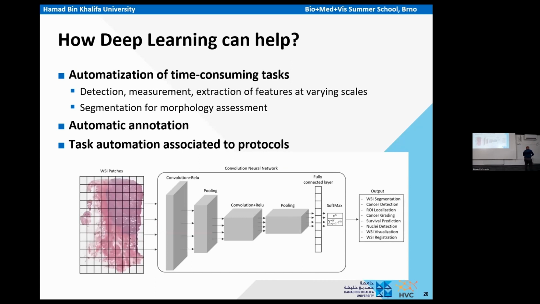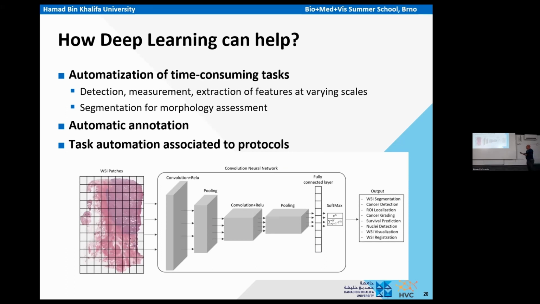Then, for what concerns the way in which deep learning can be used for the digital pathology workflow, you can imagine easily that at the end of the story, the most important usage for deep learning is to try to reduce the effort and to speed up the workflow of pathologists or researchers. What is needed is to get automatic ways of performing time-consuming tasks, such as detection, segmentation, or extraction of features at various scales, or in our case also creating automatic annotations, which you will see in the next minutes. Especially what is of interest for pathologists is to have task automation related to protocols.